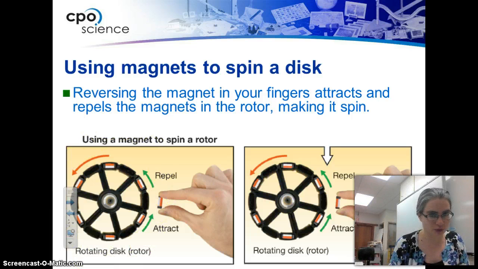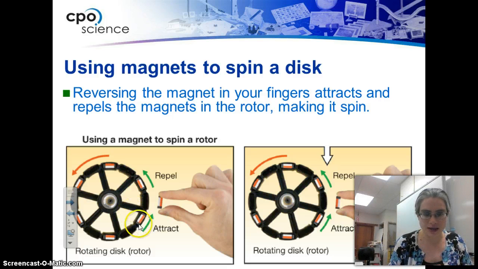You've heard of rotors before, rotors in motorcycles or rotors in cars. A rotor is a spinning disc of some kind. And in the lab that we're going to do, hopefully tomorrow, we're going to be using a rotor to generate electricity. Okay?